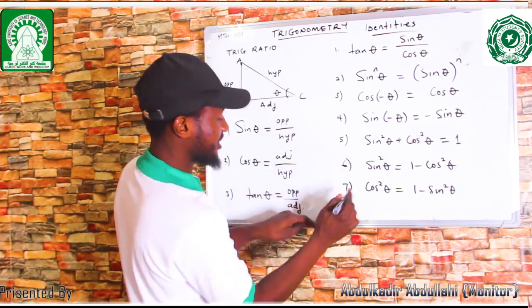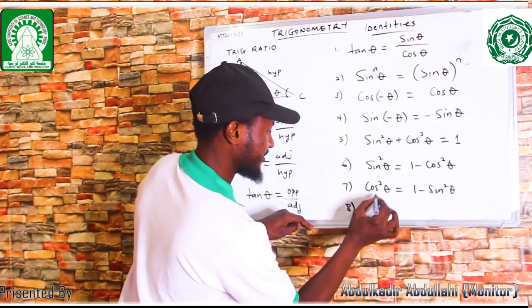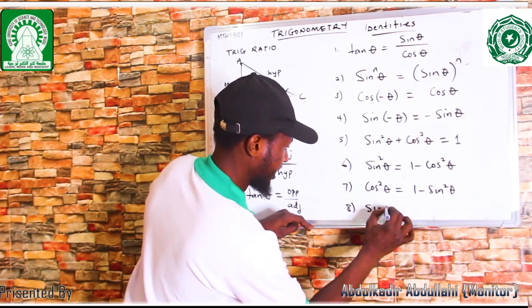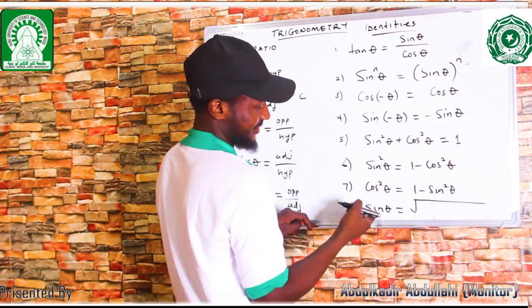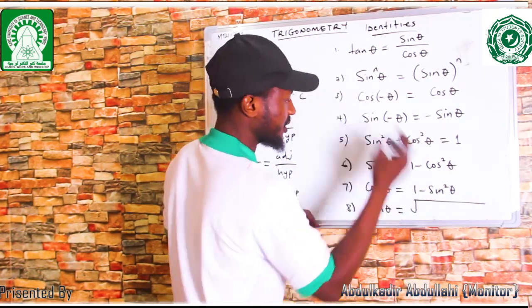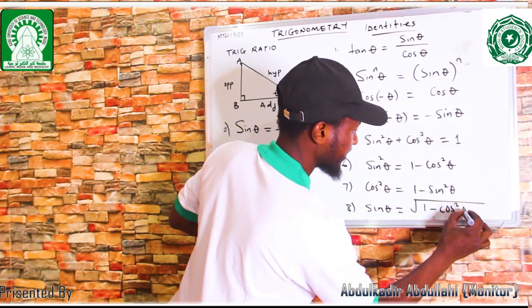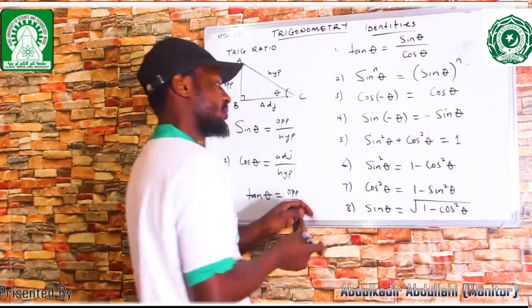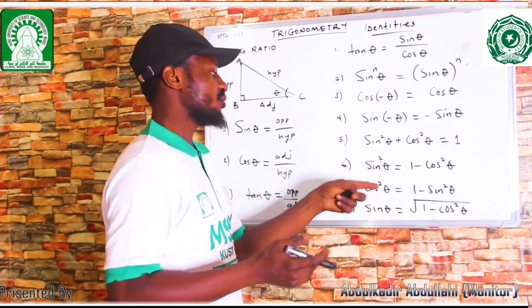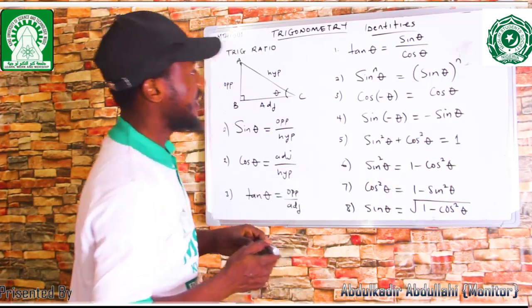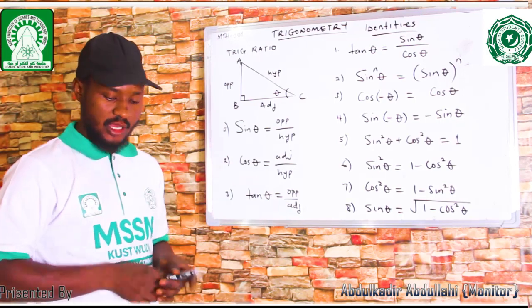Let me say from 6 or 7, I can produce another one, number 8. Look at it. Sine theta is the same thing as the root of, because if you take the square root of both sides, the square will go, and here you are going to have the root of 1 minus cos square theta. This is very important. Also in number 7, you can make cos theta equal to the root of 1 minus sine square theta. These trigonometric identities are very important.